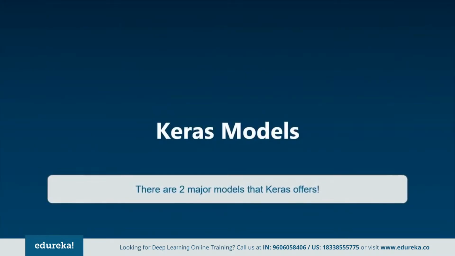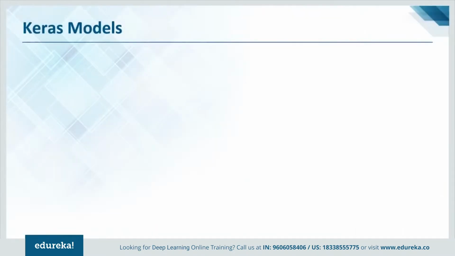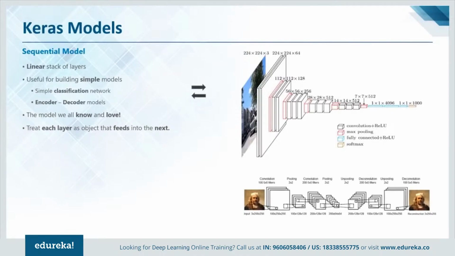So next, let's dive a little bit deeper and check out the two major models, guys. The first model is the sequential model. The working is basically like a linear stack of layers. So the first thing that comes to my mind when I think about the layered approach is the sequential model. It is majorly useful for building simple classification networks and encoder-decoder models, guys. And definitely yes, this is the model which we all know and love. Here we basically treat every layer as an object that feeds into the next layer and so on.